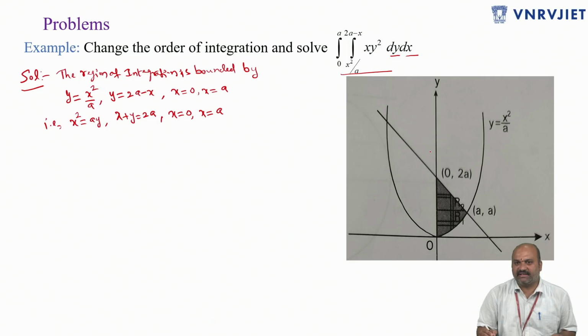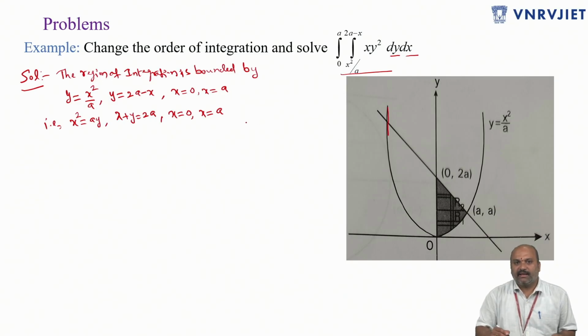Let's see the Cartesian plane, the xy plane. This is the x axis and this is the y axis. The equation x square equals 4ay is a parabola. So this parabola is x square equals 4ay, which can be written as y equals x square by a.